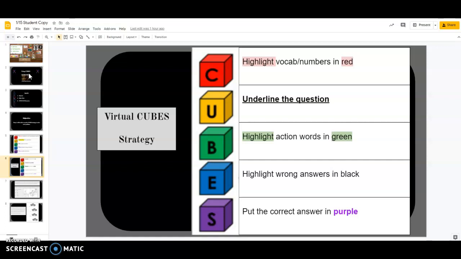For B, you're going to highlight action words in green. So those are going to be your verbs, things like running, pushing, pulling, applying, accelerating, acting, things that are demonstrating or showing action. For E, you are going to highlight wrong answers in black, and I'll show you how to do that. And then for S, you're going to put your final answer in this color purple. What we're going to do now is I'm going to show you two example problems. For those of you watching this, you need to listen and fill out your slides 7 and 8 to match mine exactly.